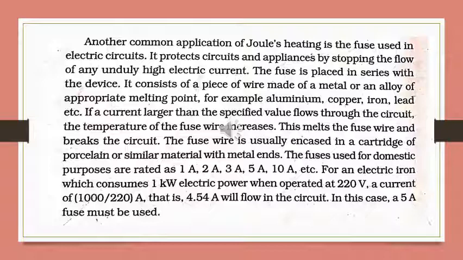For an electrical iron which consumes 1 kilowatt electric power when operated at 220 volt, a current of 1000 upon 220 ampere, that is 4.54 ampere, will flow in the circuit. So in this case, a 5A fuse must be used to avoid any kind of damage.